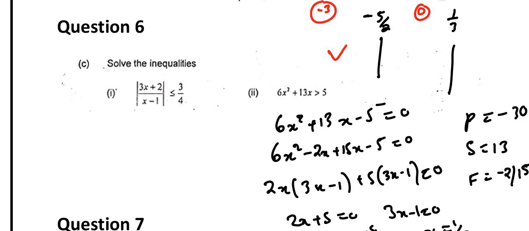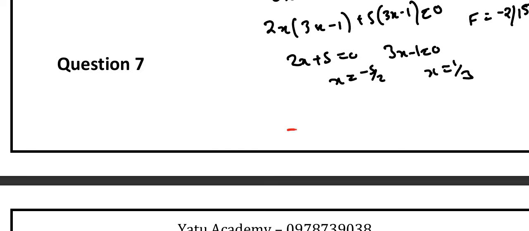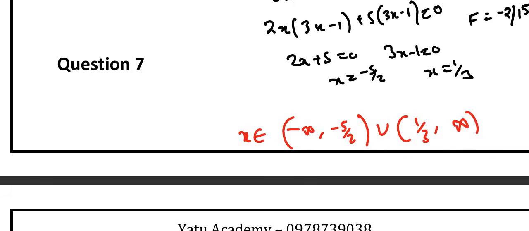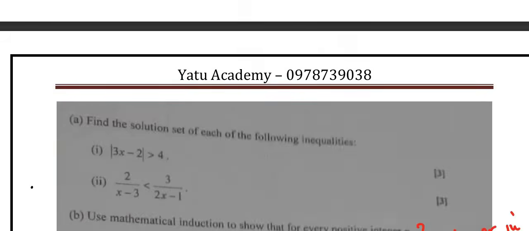I use a 0 there. Is 0 greater than, that's false. I use something, let's say 1, that's true. So the answers are simply from negative infinity to negative 5 over 2, open, union from 1 over 3 up to positive infinity. So this is where the x must come from. This is the answer.